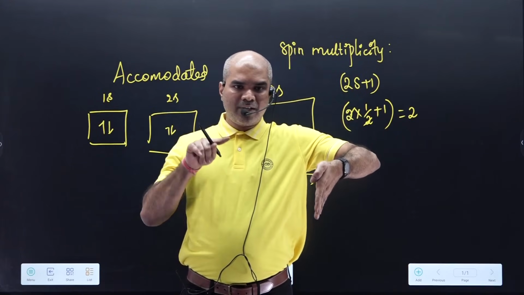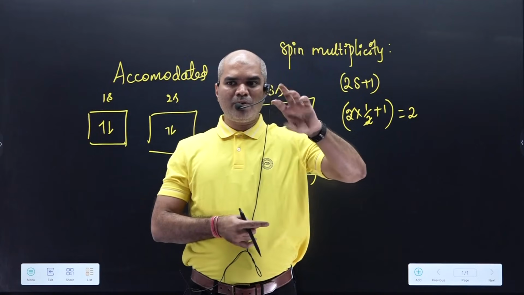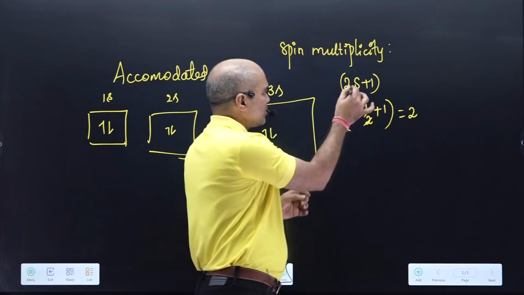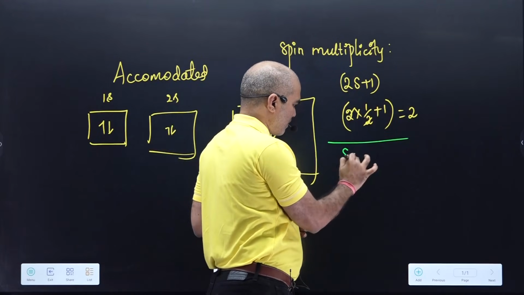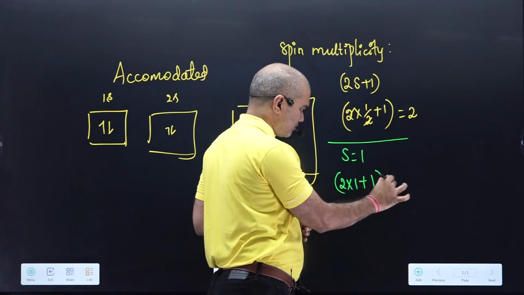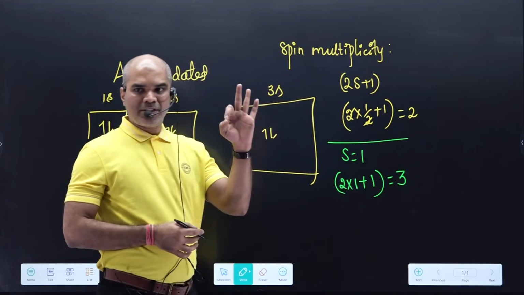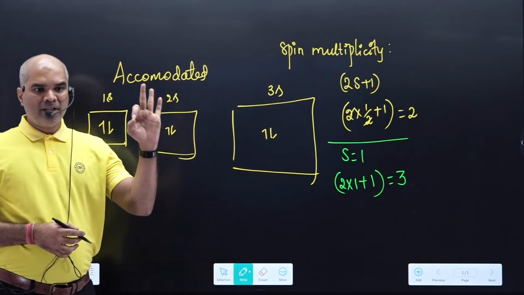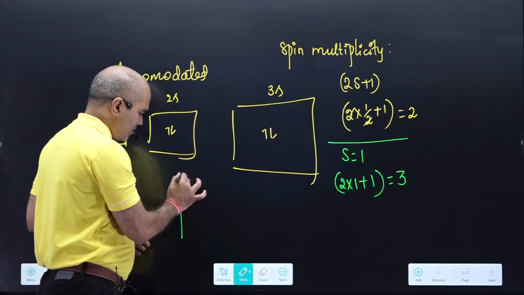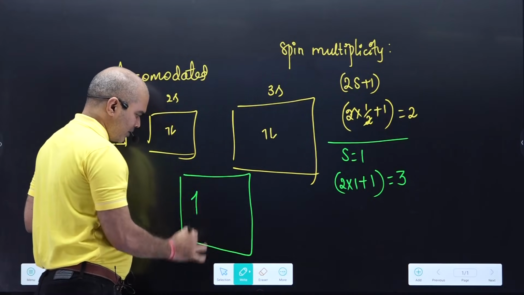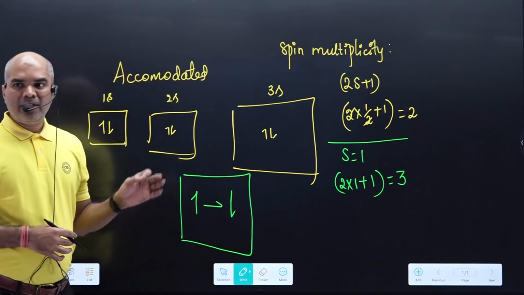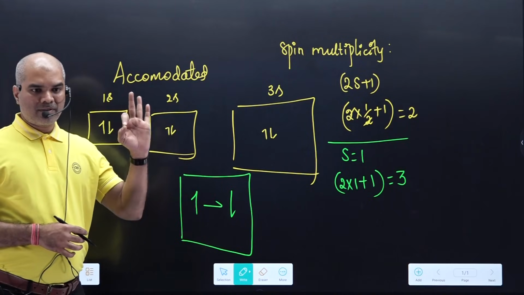But if the spin is 1, suppose I am giving a spin of 1 to an electron, then how much is the multiplicity? Suppose if I give spin of 1, there are 3 orientations. That same electron can have 3 orientations now. So 3 orientations means if this is 1, this will be 2, this will be 3. Then an orbital can take up 3 electrons.